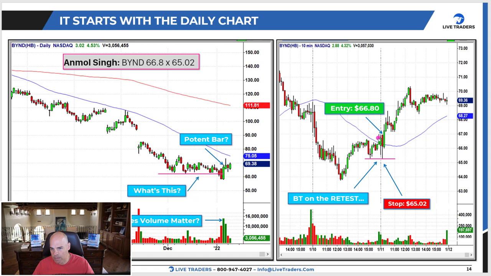Bottoming tail, buyers. Unwall gets in just below $67, $66.80 in this case. Puts his stop down here. Down here, note, at least 50 cents below this pivot.